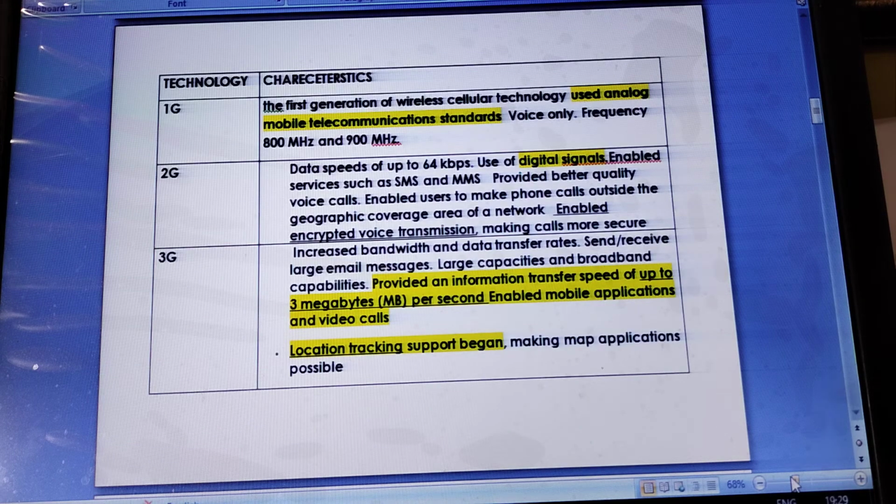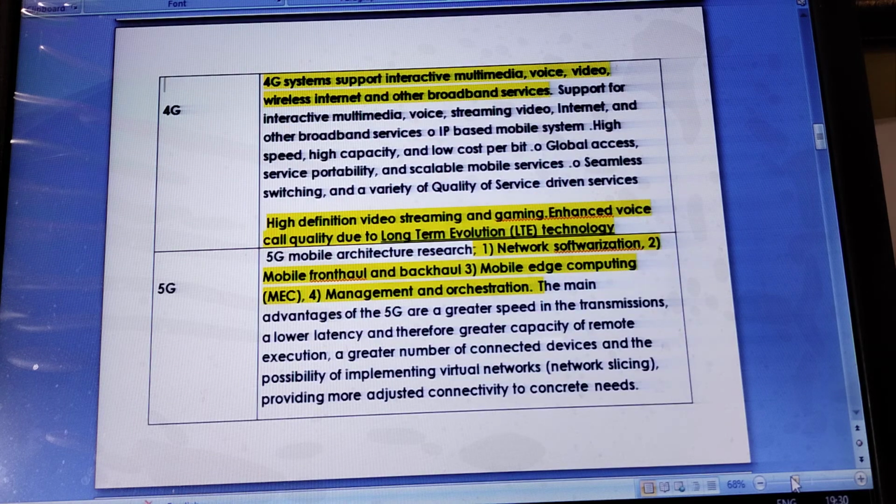Here comes 1G. 1G is the analog modulation based analog mobile technology. 2G is digital. 3G provides information transfer speed up to 3 Mbps and enables mobile applications and video calls. 4G supports interactive multimedia, voice, video, wireless internet and other connections. 5G is the main architecture network, with abstractions, mobile fronthaul and backhaul, mobile edge computing, and management and orchestration.